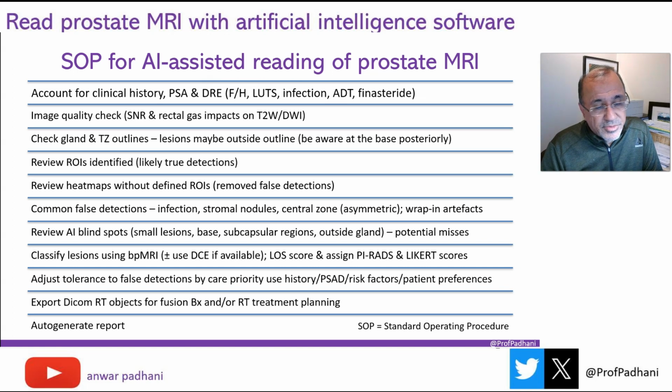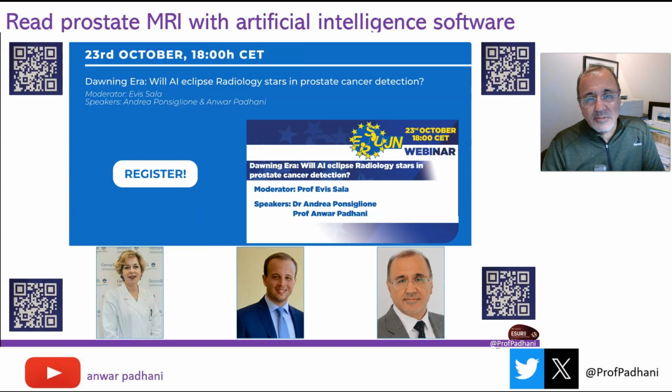Always think about this in terms of the patient's priorities, depending on their history, their PIRAD scores, the risk factors, and of course their preferences. And finally, export all of these to your PAC system so they can be used for fusion biopsy or even radiotherapy planning. And don't forget, of course, to do your report and make sure you bill.